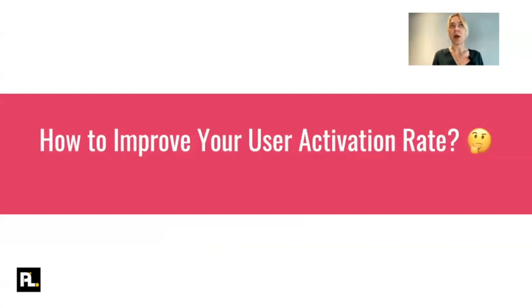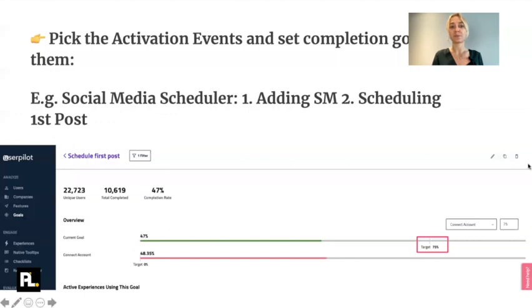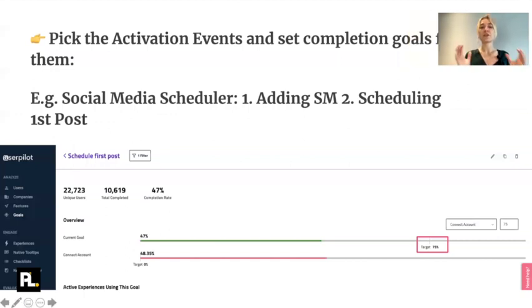Right, so now that we got to this point, how can you improve your activation rate? First of all, define your activation for the different personas and user segments that are really important for you. For instance, the ones that contribute most to your MRR. Pick the activation events, right, and set completion goals for them. For instance, if you're using a tool like UserPilot, you can easily define the goals of certain activity. So for instance, let's take a social media scheduler like Postfity.